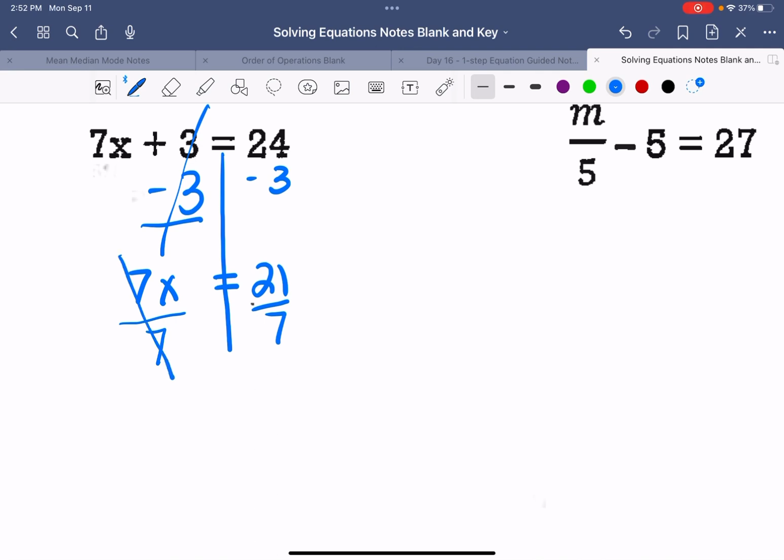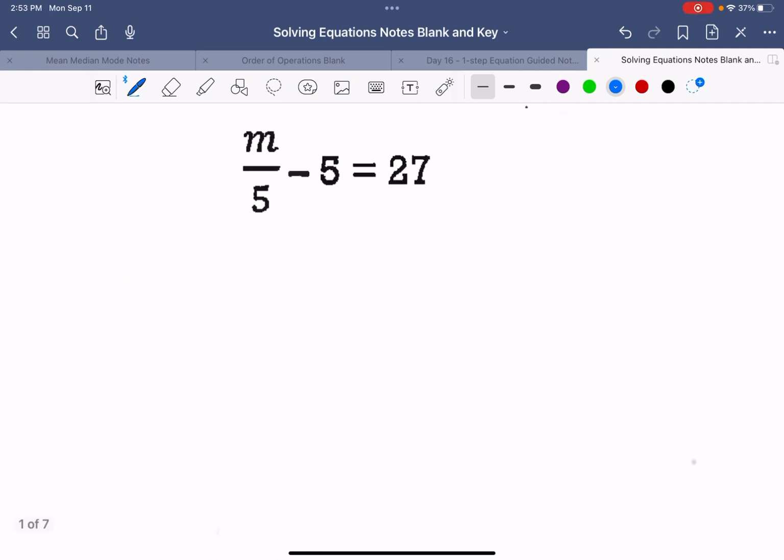This becomes 1, or just x, equals, and if you plug 21 divided by 7 in, you're going to get x is equal to 3. Okay? All right, let's look at the next example.